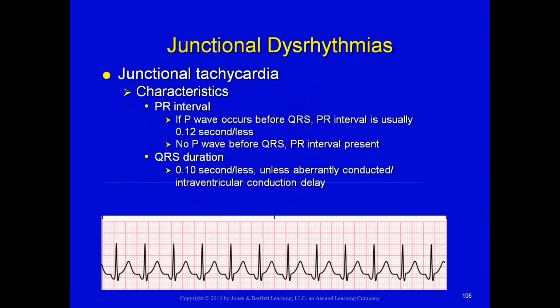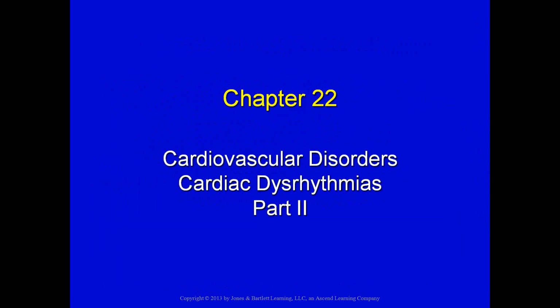I don't see any P waves, or if I do, they're inverted right before the QRS. So I may have some inverted P waves right before the QRS. This tells me this is coming from the junction. It's not beating 40 to 60, so it's not a junctional rhythm. It's not beating 60 to 100, so it's not an accelerated junctional rhythm. It is greater than 100, so it's junctional tachycardia.